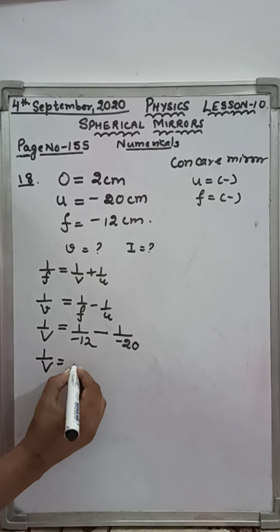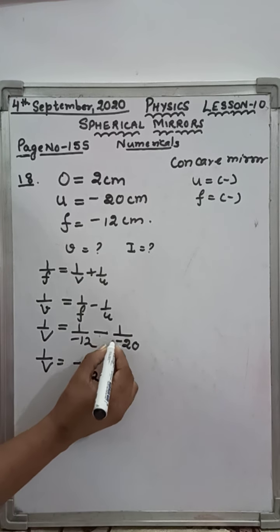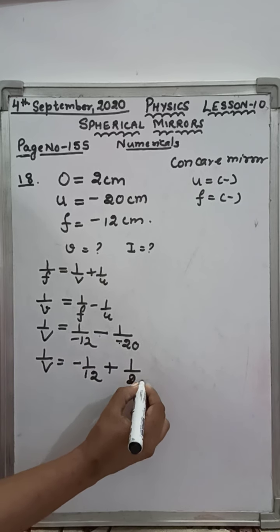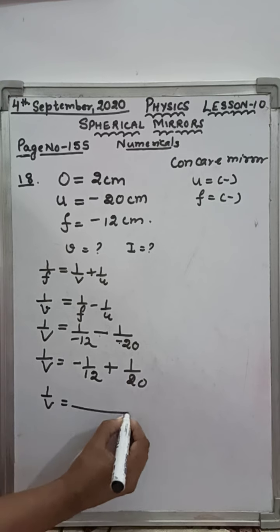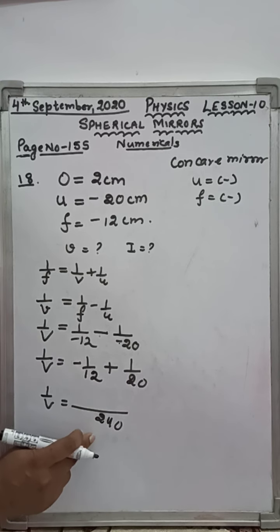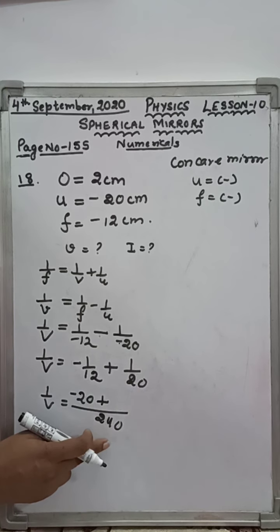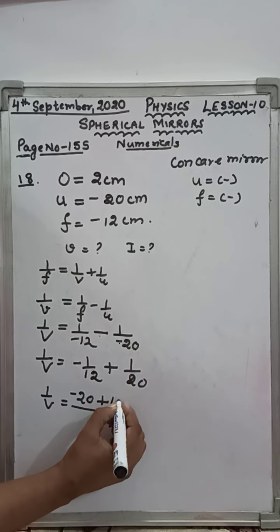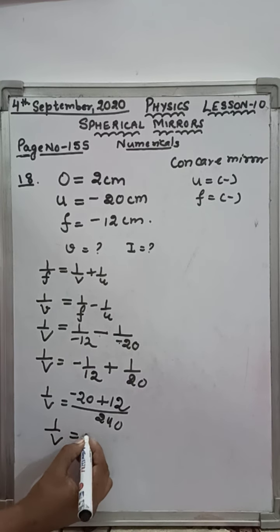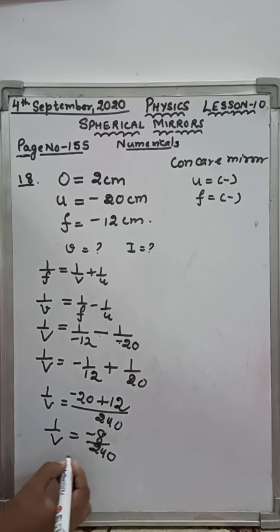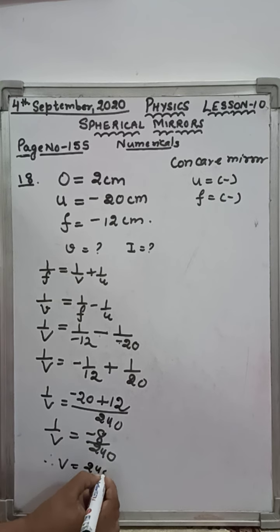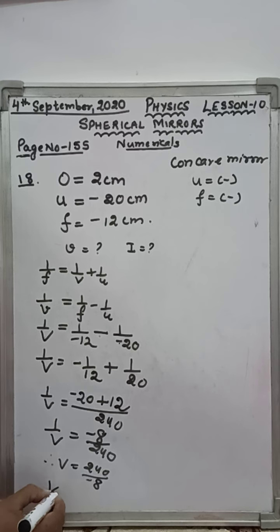So 1 upon v is equal to minus 1 upon 12, minus minus will become plus 1 upon 20. Now you will take LCM 240. When you divide it, it will come minus 20 on the numerator, plus now you divide by 20, so 12 into 1 is 12. So 1 upon v is equal to minus 8 over 240. Therefore, v is equal to 240 over minus 8. That means it will come out to be minus 30 centimeter. That means image distance is minus 30 centimeter.